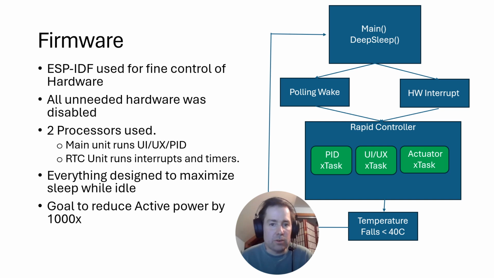Here we have 3 microtasks, each with a single task. The PID loop controls the main thermal control system. The UI task runs the buttons, the knob, and the screen. The actuator task runs the linear control system and runs the power on-off signals to the MOSFETs.